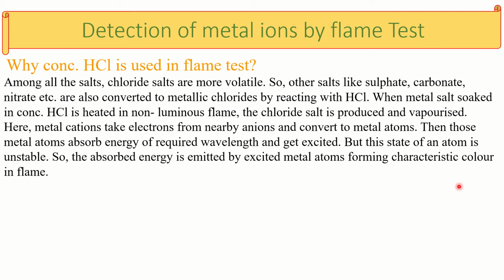Here, metal cations take electrons from nearby anions and convert to metal atoms. Then those metal atoms absorb energy of the required wavelength and get excited. But this state of an atom is unstable, so the absorbed energy is emitted by the excited metal atoms, forming characteristic color in the flame.